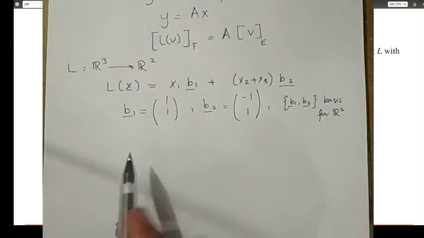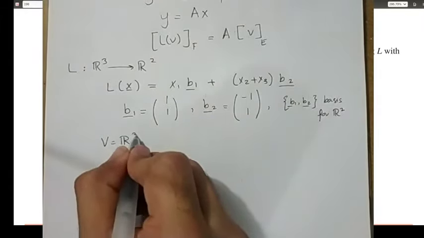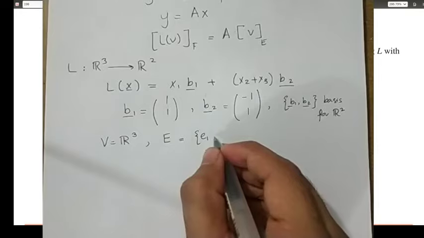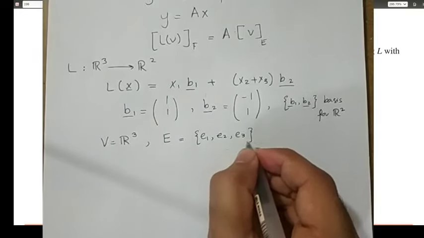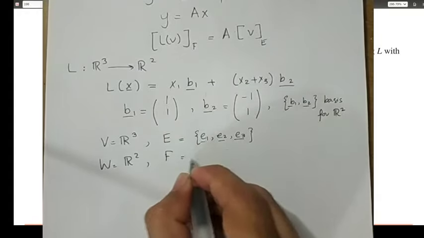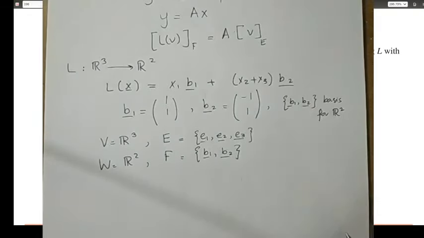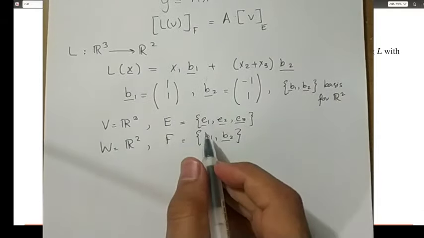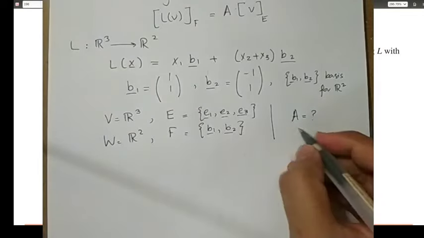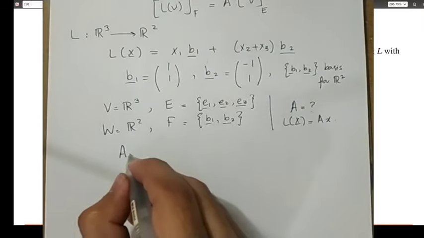Okay. So what's happening here? We have the space V is R3. The basis that we have for the original space is simply the standard basis vectors E1, E2, and E3. And W is actually R2, and the basis that we have for R2 is B1 and B2, not the standard basis vectors of R2, but these vectors that we're dealing with. And the question is, what's A? Can we find A such that Lx is Ax?